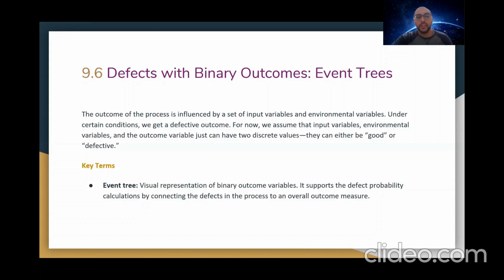And for key terms, we only have one, and it's event tree. It's basically a visual representation of binary outcomes that supports the defect probability calculation by connecting the defects in the process to an overall outcome measure.